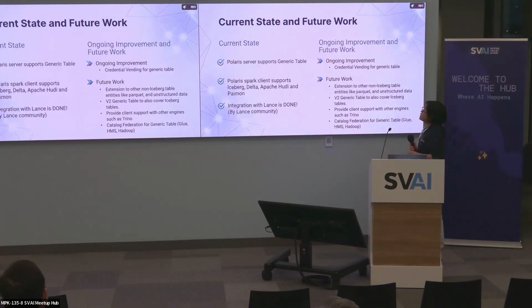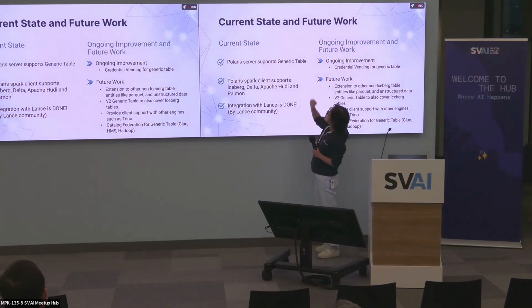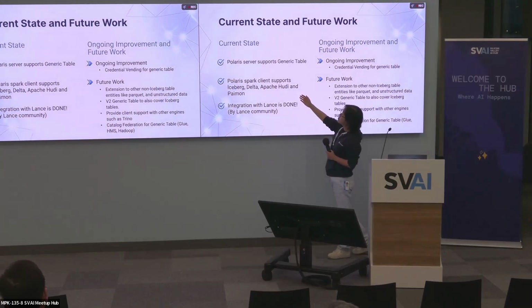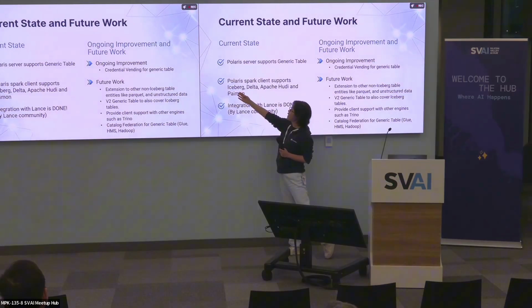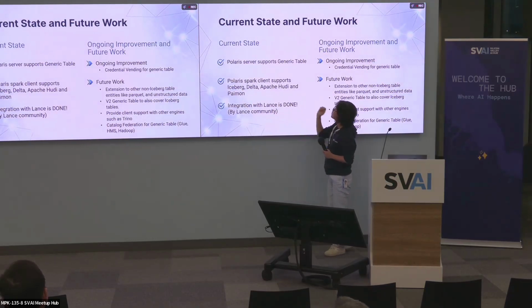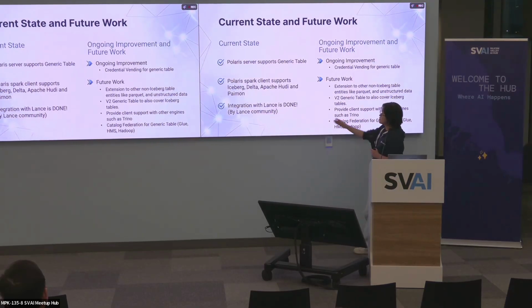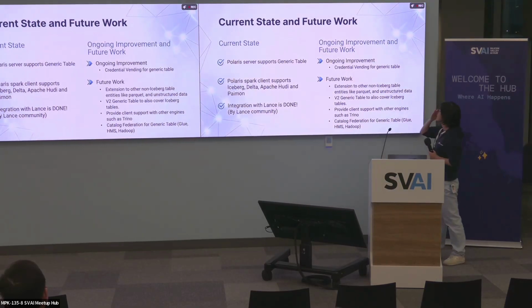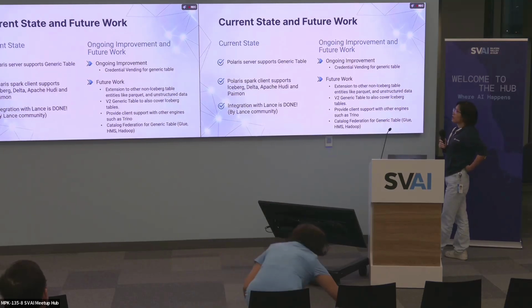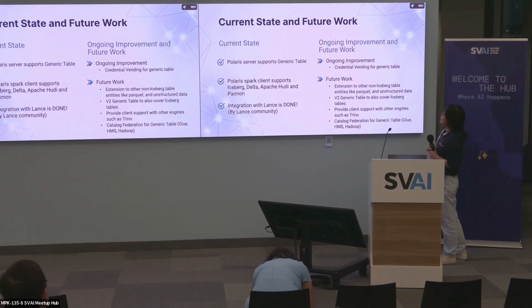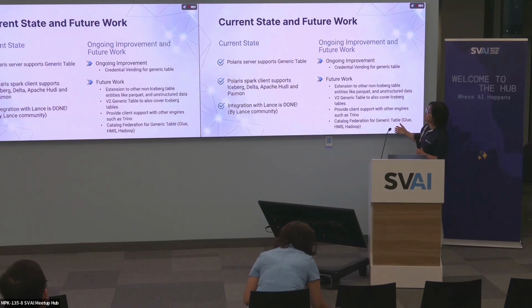Yeah, so this is basically the kind of work we are doing now. We already finished the Polaris server support for generic table and the Spark client support, which today already has the capability to handle Iceberg table, Delta table, Apache Hudi, and also Paimon. There's also integration with Lance, and this is done by the Lance community actually. And right now we are working on implementing credential vending for generic table. In the future, there are a bunch of discussions we are trying to have to make Polaris more powerful, going beyond Iceberg.